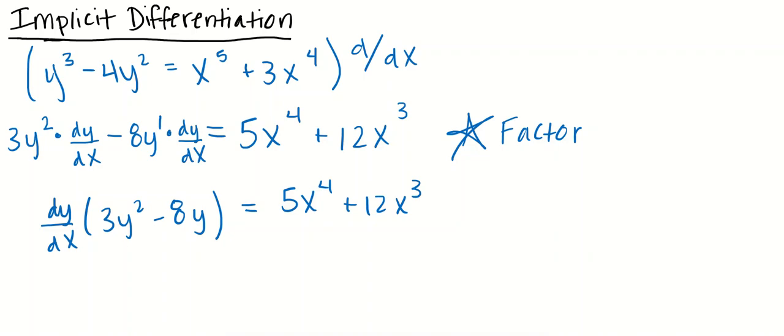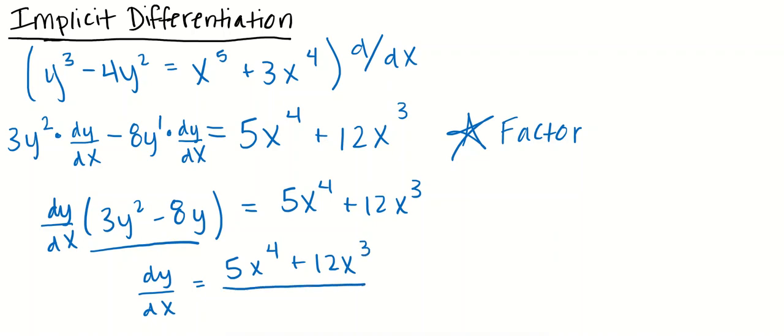And so now our end goal is to get dy dx by itself, so all we need to do is divide both sides by this term. So when we do that, we're going to have dy dx equals 5x to the fourth plus 12x cubed, and that will all be over 3y squared minus 8y. And so that would be your final answer because we have dy dx by itself. So whenever you have multiple dy dx's show up when you do the first step of differentiating, you're almost always going to have to factor. That is going to be the key to getting dy dx by itself.